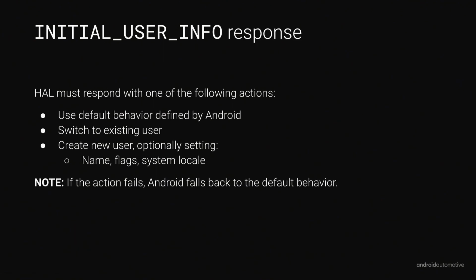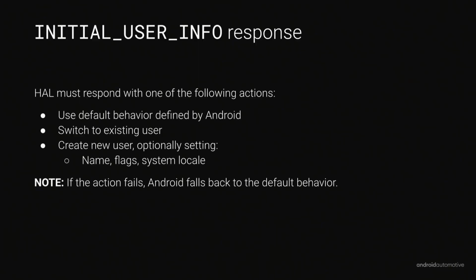So once the user HAL receives that request, it has to respond, it has to tell Android what to do. And they have three options. One is it could say, okay, I just want to use the default behavior defined by Android, which roughly speaking means just switch to the last user that was using the car or create a new user, which is the first boot. Or you can tell switch to a specific user where the OEM would pass the user ID of that user, and that's in fact the same mechanism that was provided before by the system property.